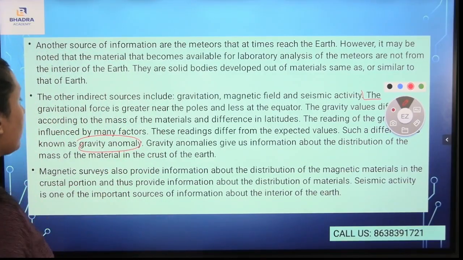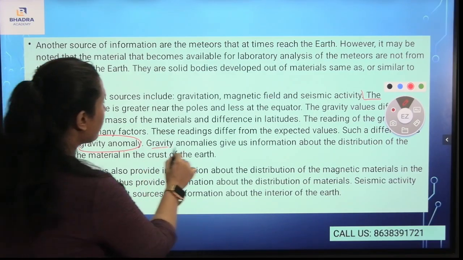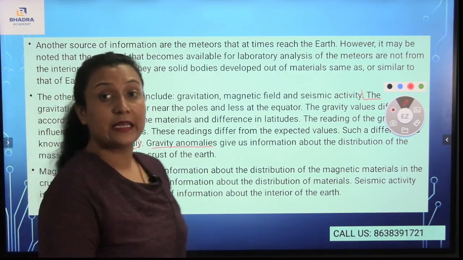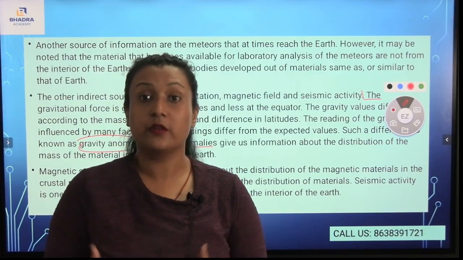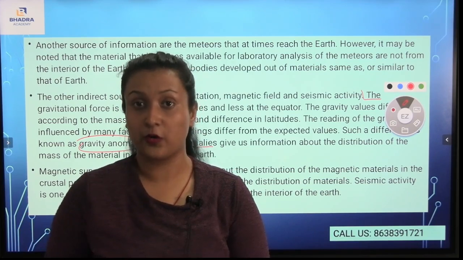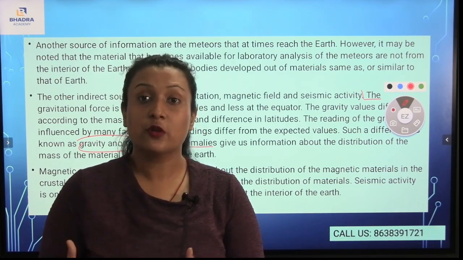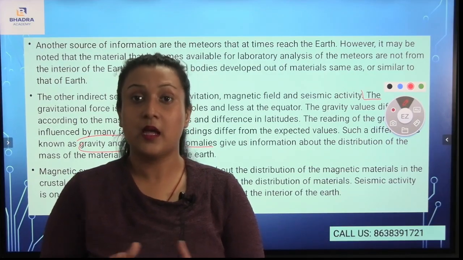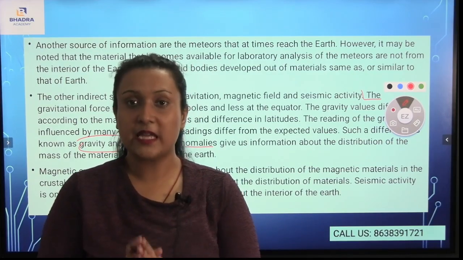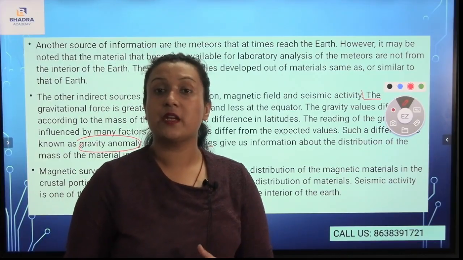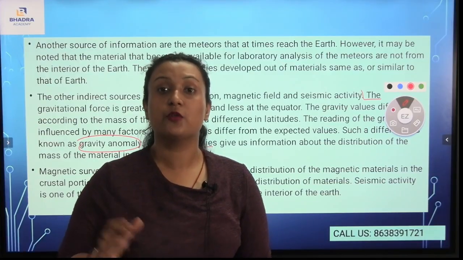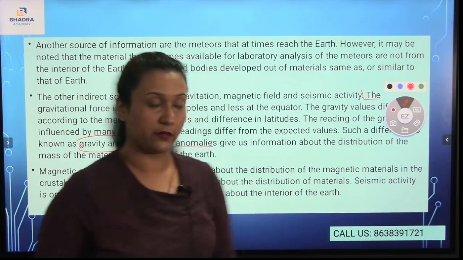Also, gravity anomalies give us information about the distribution of the mass of the material in the crust of the earth. Now, what is the significance of gravity anomalies? First of all, they give us information about the different sources on our planet Earth from where the mass material is actually sourced. What is the distribution of the mass material on the planet Earth? This is related to the gravity anomaly. Why do we discover the gravity anomaly? So that we can find out the distribution of the mass materials on our planet Earth.